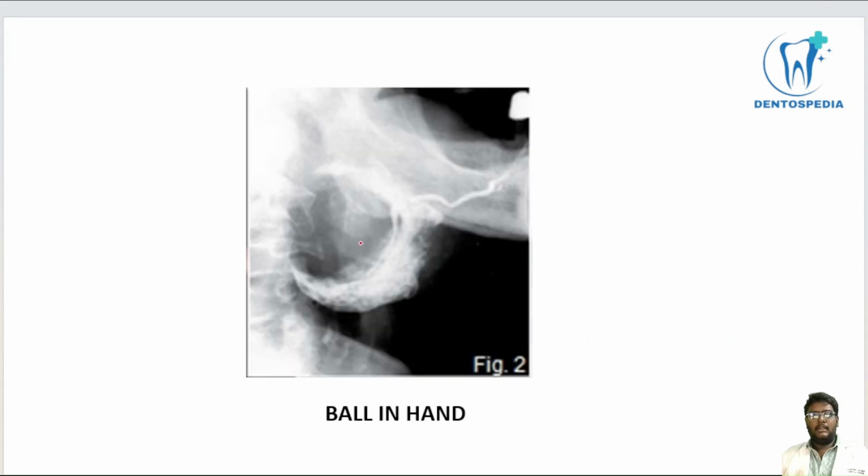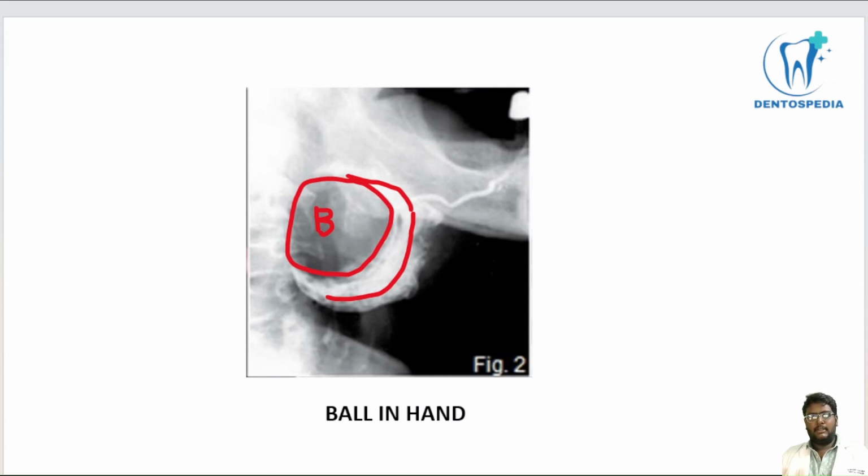You can see here there is a tumor, right? When we inject the contrast media, it does not enter the tumor, but it enters the salivary gland tissue. The salivary gland tissue is surrounding the tumor and it will illuminate the salivary gland. So it gives an appearance of a ball in hand. The ball represents the tumor and the hand is represented by the salivary gland surrounding the tumor. You can clearly see there is a ball like structure within the hand of salivary gland.